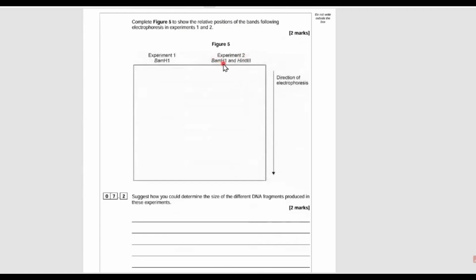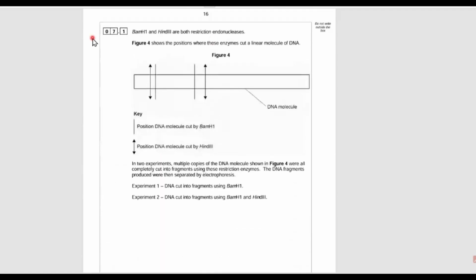We've got this empty square here with experiment 1, BamHI, and experiment 2, BamHI and HindIII, and the direction of electrophoresis on the right. Now, in order to answer this question, we have to complete that figure. So I'm going to draw it here. I'm going to zoom out and do a copy down there because I can't be flipping the screen up and down too much.